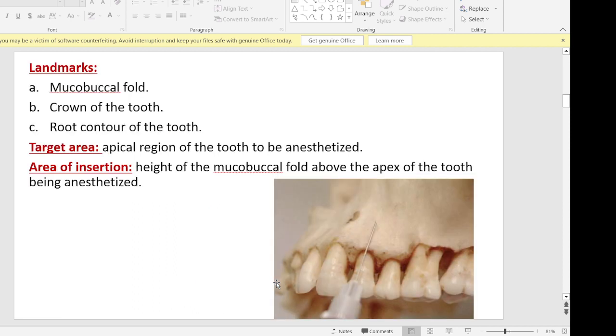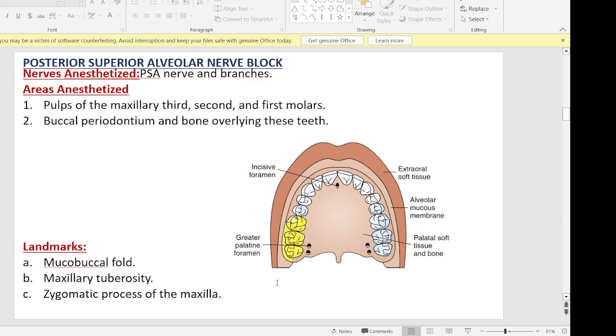Landmarks of supraperiosteal injection are the mucobuccal fold, crown of the tooth, and root contour of the tooth. Target area is the apical region of the tooth to be anesthetized, and the needle is inserted into the height of the mucobuccal fold above the apex of the tooth being anesthetized, and approximately 0.6 to 1 ml of solution should be administered. Then the posterior superior alveolar nerve block.